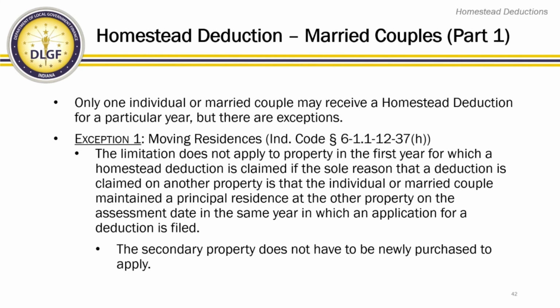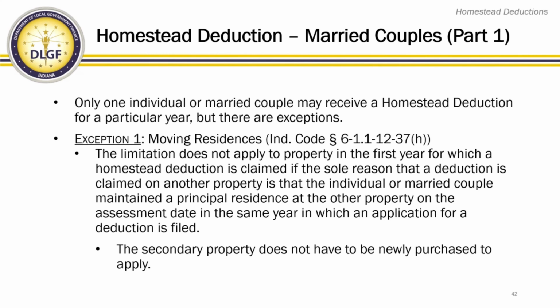So as we look at the homestead deduction for purposes of married couples, there are many times where we'll get questions that come in of individuals that are still technically married, but they are legally separated, living in separate residences, and how does that impact either spouse's ability to claim the homestead deduction? Only one individual, by default, of a married couple can receive the homestead deduction for a particular year, and there are only a few exceptions to that rule.